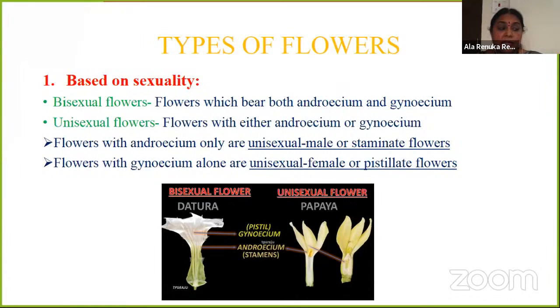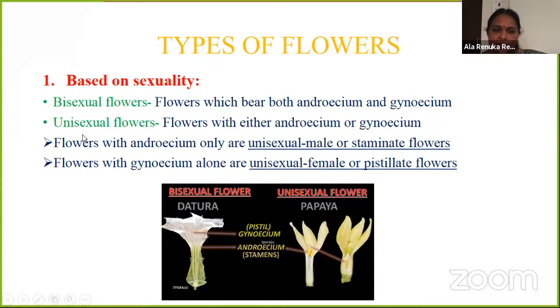That is androecium and gynoecium. That means it has both reproductive structures, male and female reproductive structures. Such flowers are called bisexual flowers, that is, flowers which bear both androecium and gynoecium.